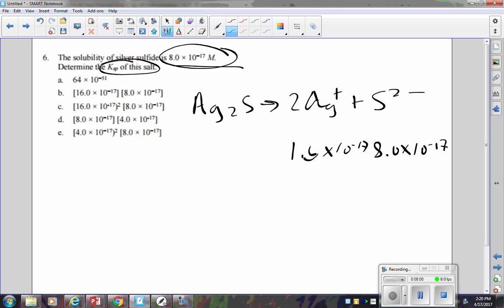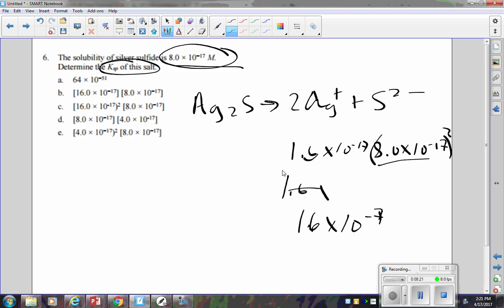Oh, they're all the same, so you don't have to do the math. So this would be 16 times 10 to the negative 17th, double, and then this is going to be squared, so I'm looking for 8.0 times 10 to the negative 17th squared.